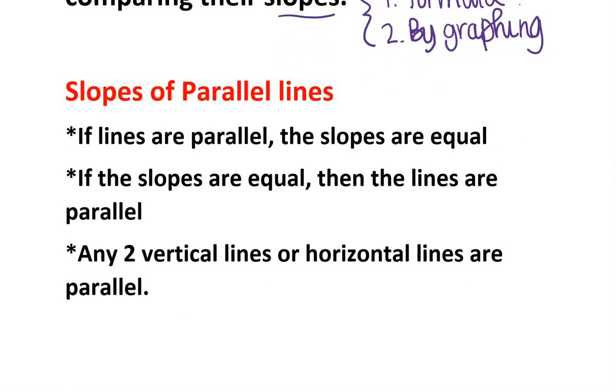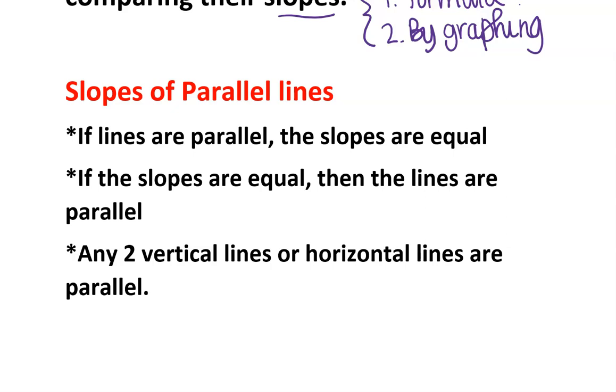The slopes of parallel lines. Here are three distinct ideas about parallel lines. If lines are parallel, the slopes are equal. If the slopes are equal, then the lines are parallel. So you can do it either way. Basically, these are reversals of each other by conditions, if you will.